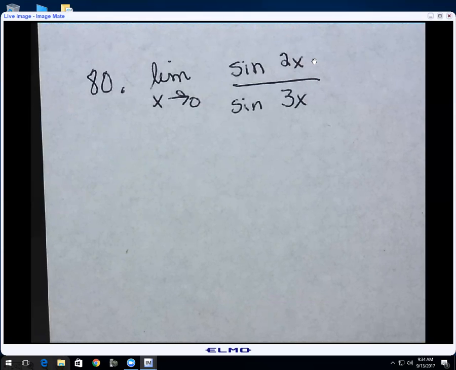Is this something I can evaluate by direct substitution? Probably not. It wouldn't be the last problem in the book if it wasn't hard. All right, so no, it can't be evaluated by direct substitution. Is it one of my special limits? Nope. Is it anything I can reduce? Can I somehow subtract the 3x from the 2x? Is that legal? No, that's not.